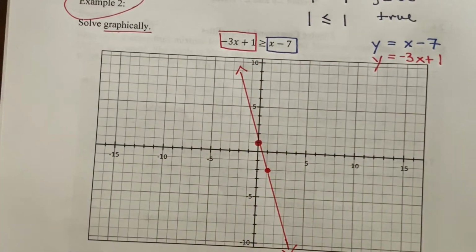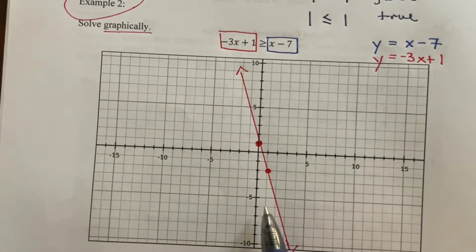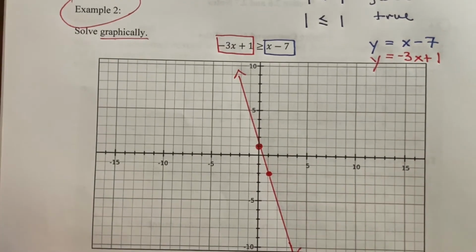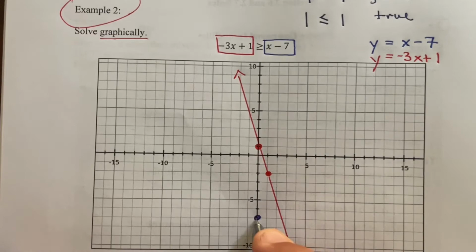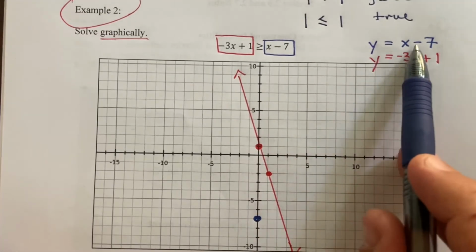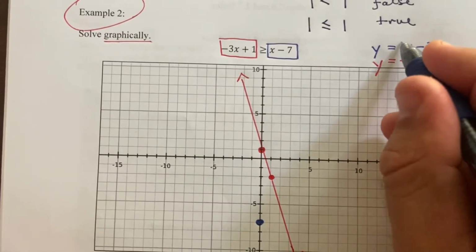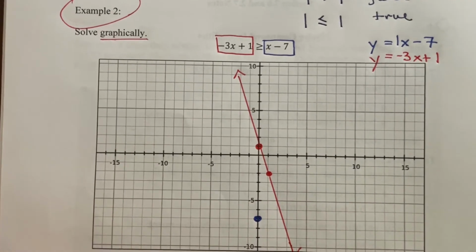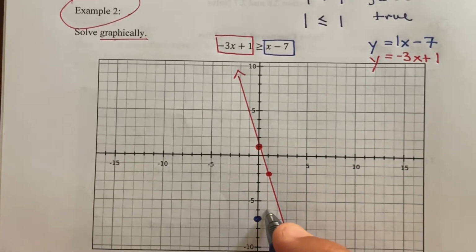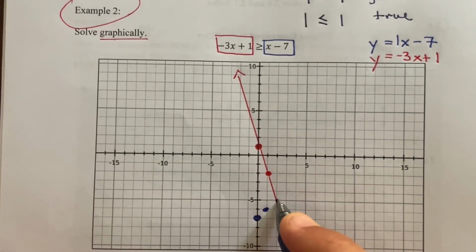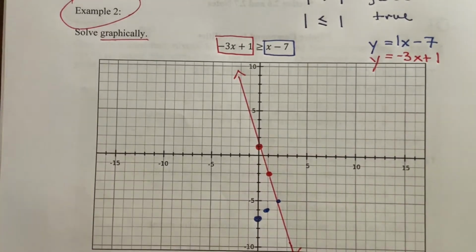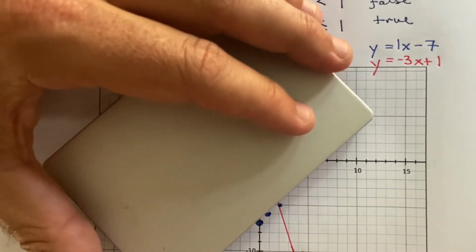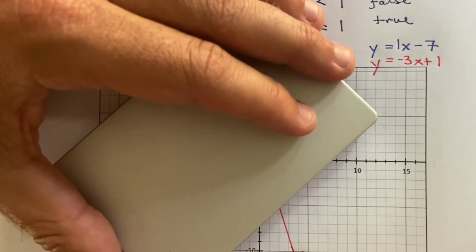And then in blue, we have a negative 7 as our y-intercept. And in this case, we have a 1 as our slope. So from that negative 7, I'll go up 1 and over 1, up 1 over 1, and so on. So I will draw this line.